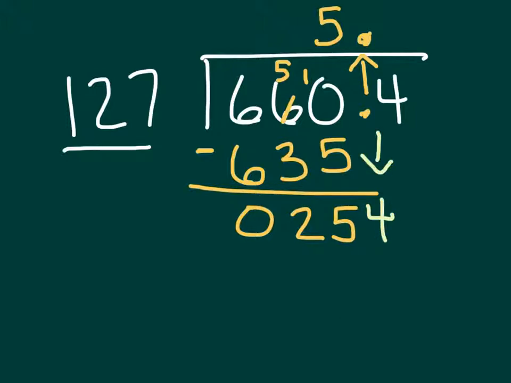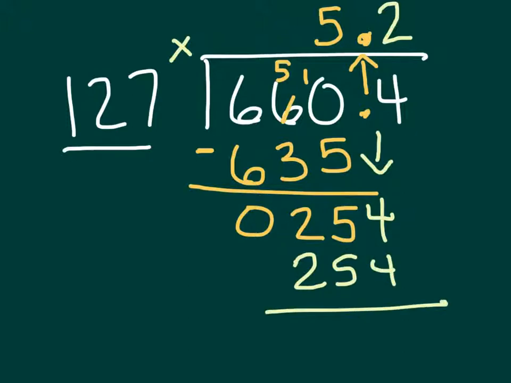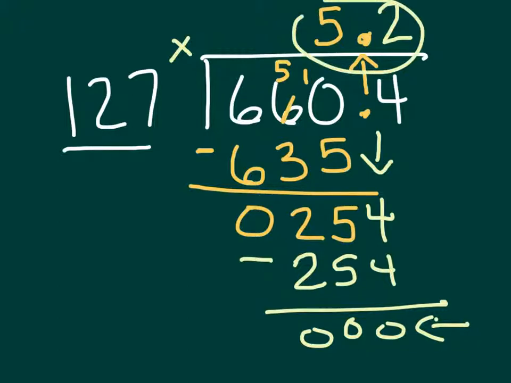How many times does 127 go into 254? And you're going to say 2 times. 2 multiplied by 127 is 254. So you're going to subtract these two numbers. And 4 take away 4, 0. 5 take away 5, 0. 2 take away 2 is 0. So you have no remainders here. So this is your answer, 5.2. So 127 goes into 660.4 5.2 times.